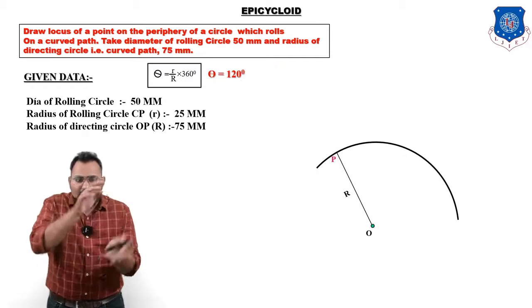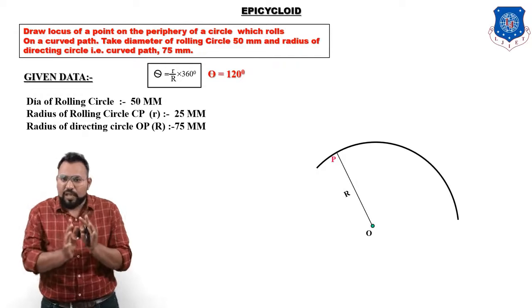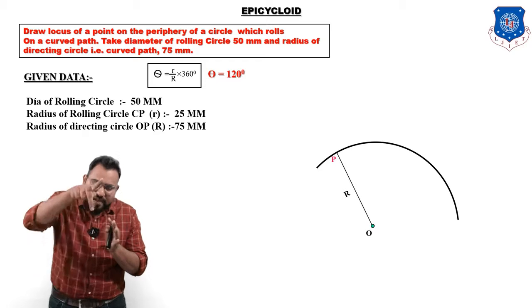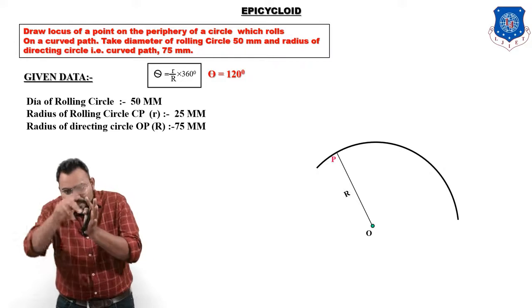Somewhere over here the other circle is going to roll. Okay, so what you have to do? First you have to draw a radius of 75 mm and then put in an arc, randomly, something like this.